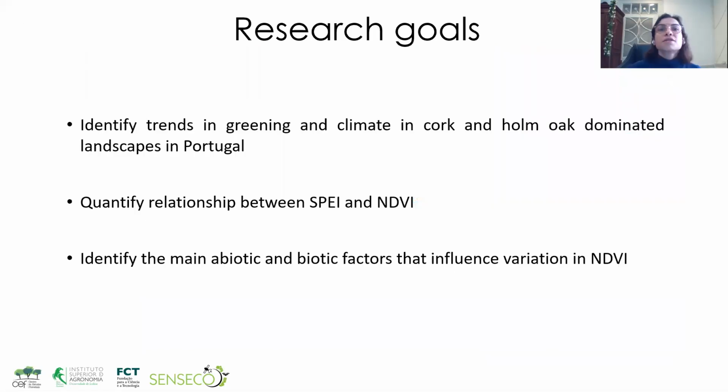And so the idea is to use these indices to identify trends in greening and climate using NDVI, LAI, and SPEI in the cork and the holm oak dominated landscapes in Portugal. We would also like to quantify this relationship between SPEI and NDVI in these areas, as well as identify the main abiotic and biotic factors that are influencing variation in NDVI, like temperature, latitude, as well as species and land use.